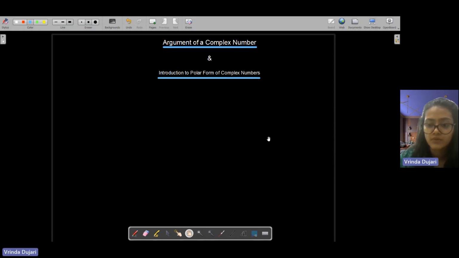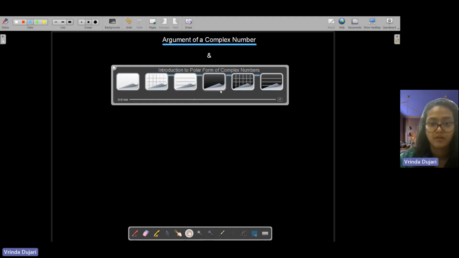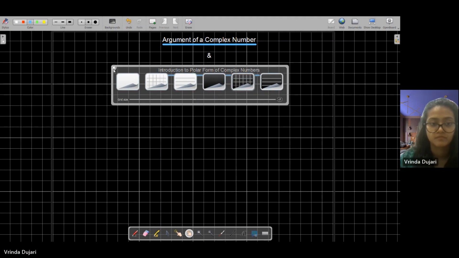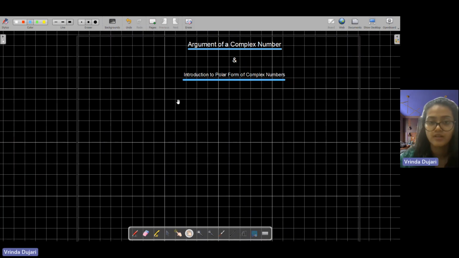All right, so in this video, we are going to learn about the argument of a complex number, and we will see one more representation of complex numbers on the complex plane, which will eventually lead to the polar form of complex numbers. All right, so I'm going to change the background to the graphical background. So first, we will see what is the argument of a complex number.